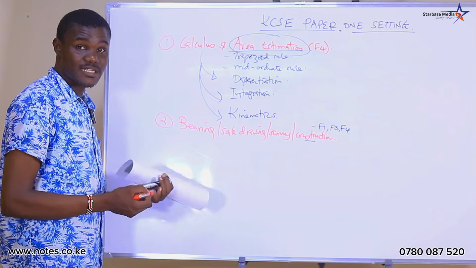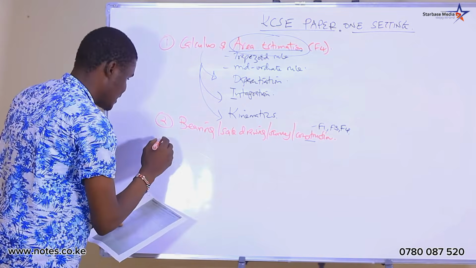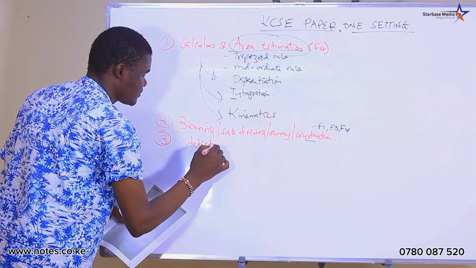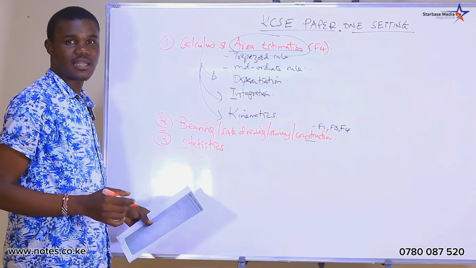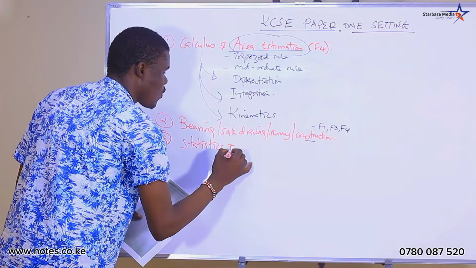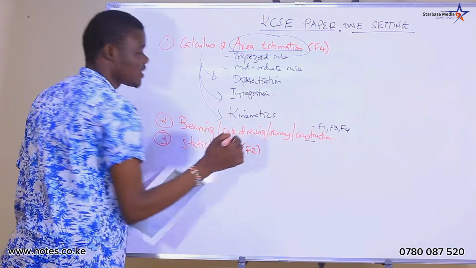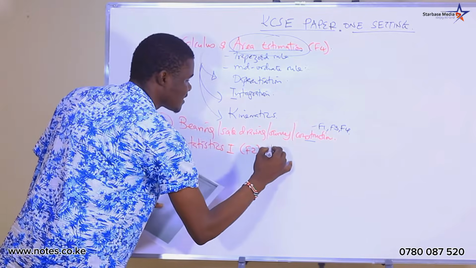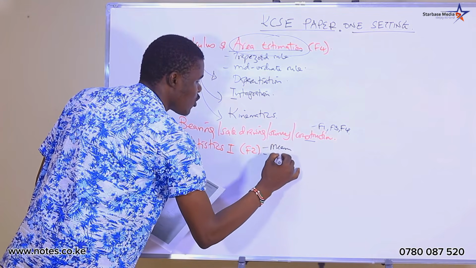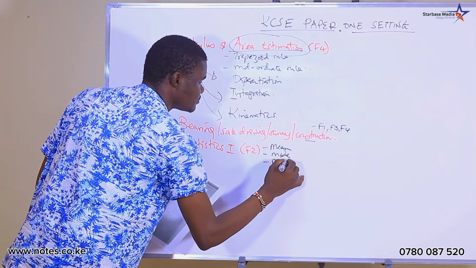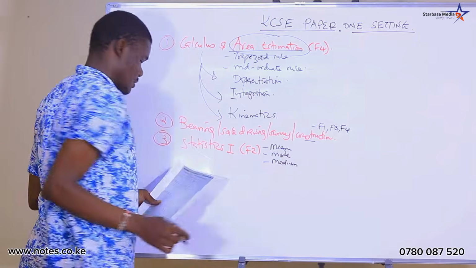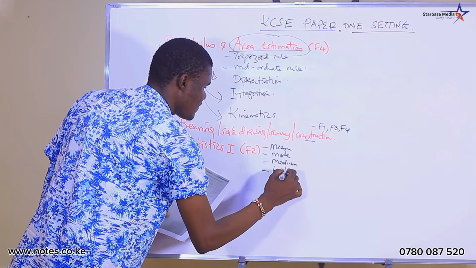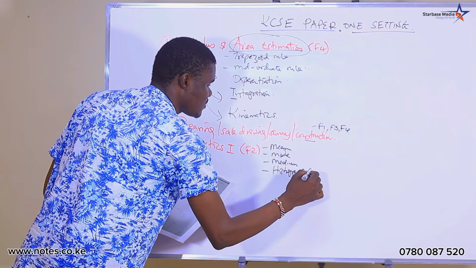Another area that is normally tested is the area of statistics. Majorly it is statistics 1. This is a Form 2 topic. So in statistics 1, you are expected to look at areas like mean, mode, median. Again, you're supposed to look at things like histogram and frequency density.